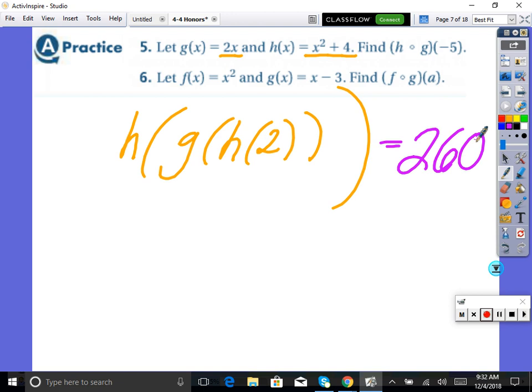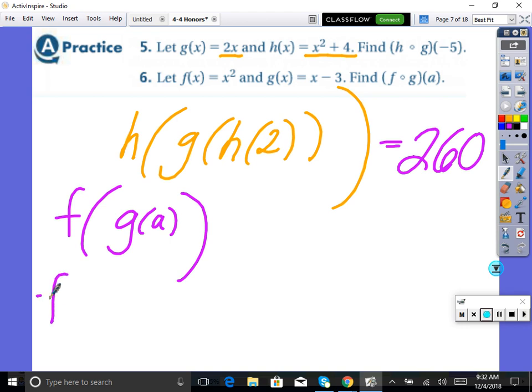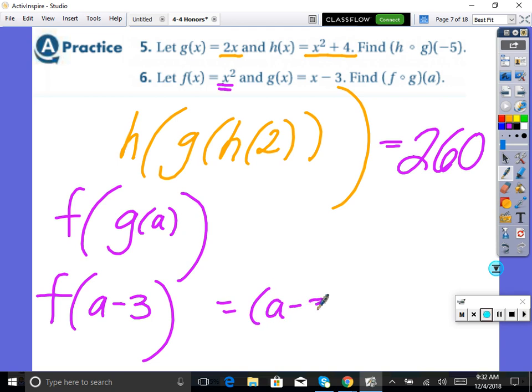Okay. Now looking at this next one, it says find f of g of a, so that's this, f of g of a, because we squish it backwards. So then find g of a, so I'd be plugging in a for function g. So right here, that would be a minus 3, so that's f of a minus 3. And then now take function f of a minus 3, so I'd be taking a minus 3 and plugging it into function f. So then that would become a minus 3 squared. Okay, awesome.